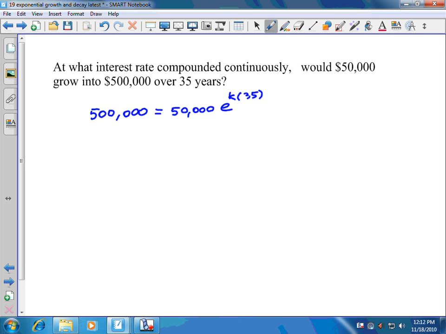Again, how do we solve this equation for k? I would first want to isolate the exponential term by dividing both sides by 50,000. So if you divide 500,000 by 50,000, you'll get 10. And 50,000 over 50,000 here is just 1. So we get e to the 35k equals 10. And once again, to solve for a variable that appears in the exponent, you need to apply natural log to both sides.